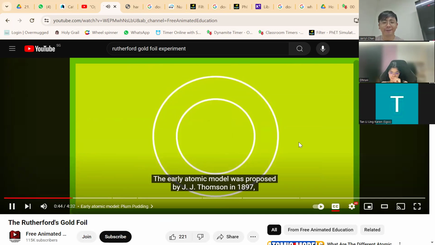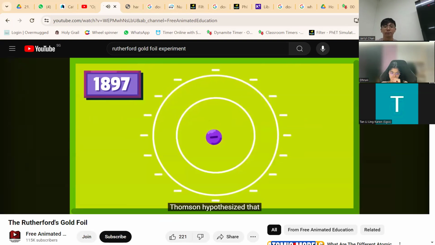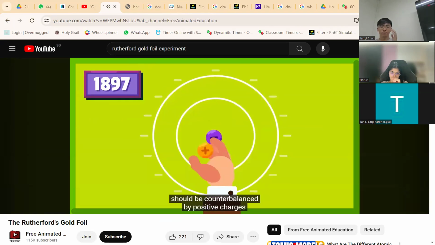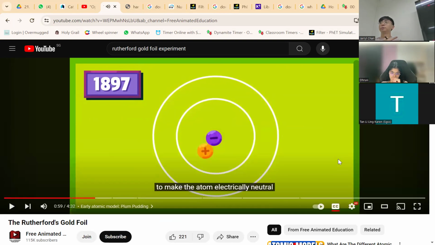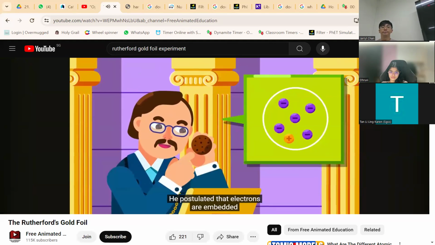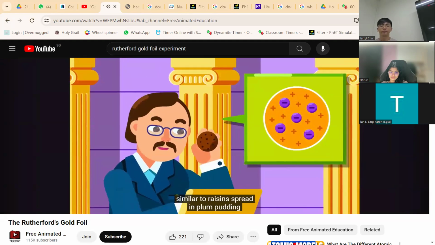The early atomic model was proposed by J.J. Thomson in 1897, following the discovery of the electron and its mass. Thomson hypothesized that the negatively charged electrons in an atom should be counterbalanced by positive charges to make the atom electrically neutral. True, right? But it's not electrons inside the middle; this earlier model said electrons are outside. Therefore, he suggested a plum pudding atomic model. He postulated that electrons are embedded in a lump of positively charged cloud, similar to raisins spread in plum pudding.